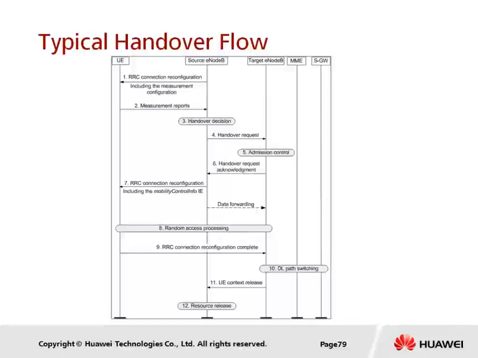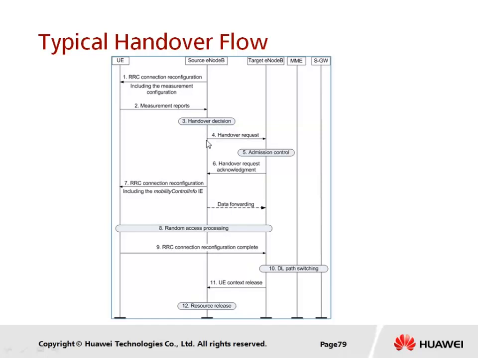So this is a typical handover flow, where it starts with the user receiving the measurement configuration. Based on the measurement configuration, the user monitors the signal strength of all of the neighbor cells, and sends the measurement reports. In intra-frequency handover, that will be event A3. Based on the reports received, the source cell decides on a handover. It starts with candidate cell filtering, followed by candidate cell ranking.